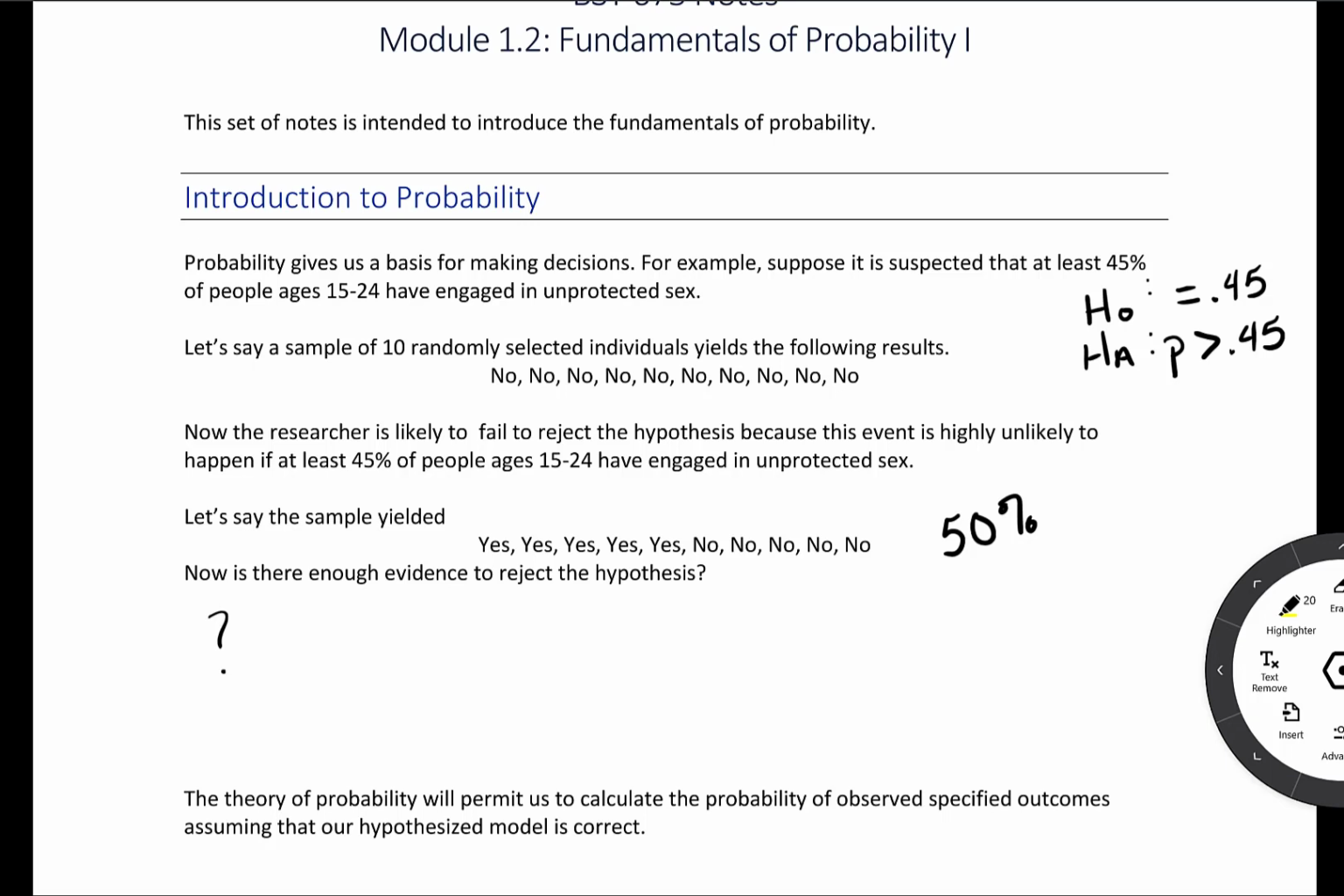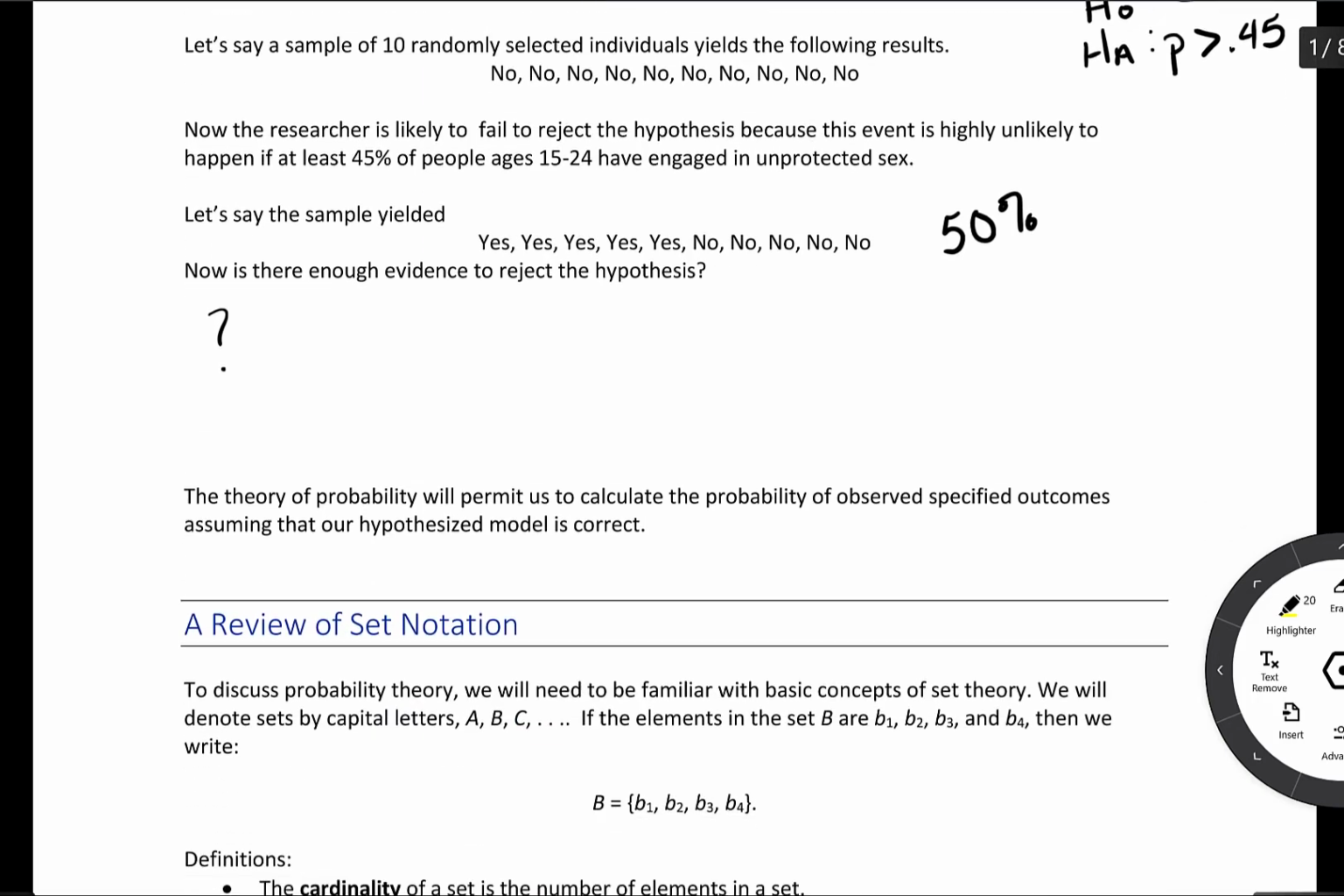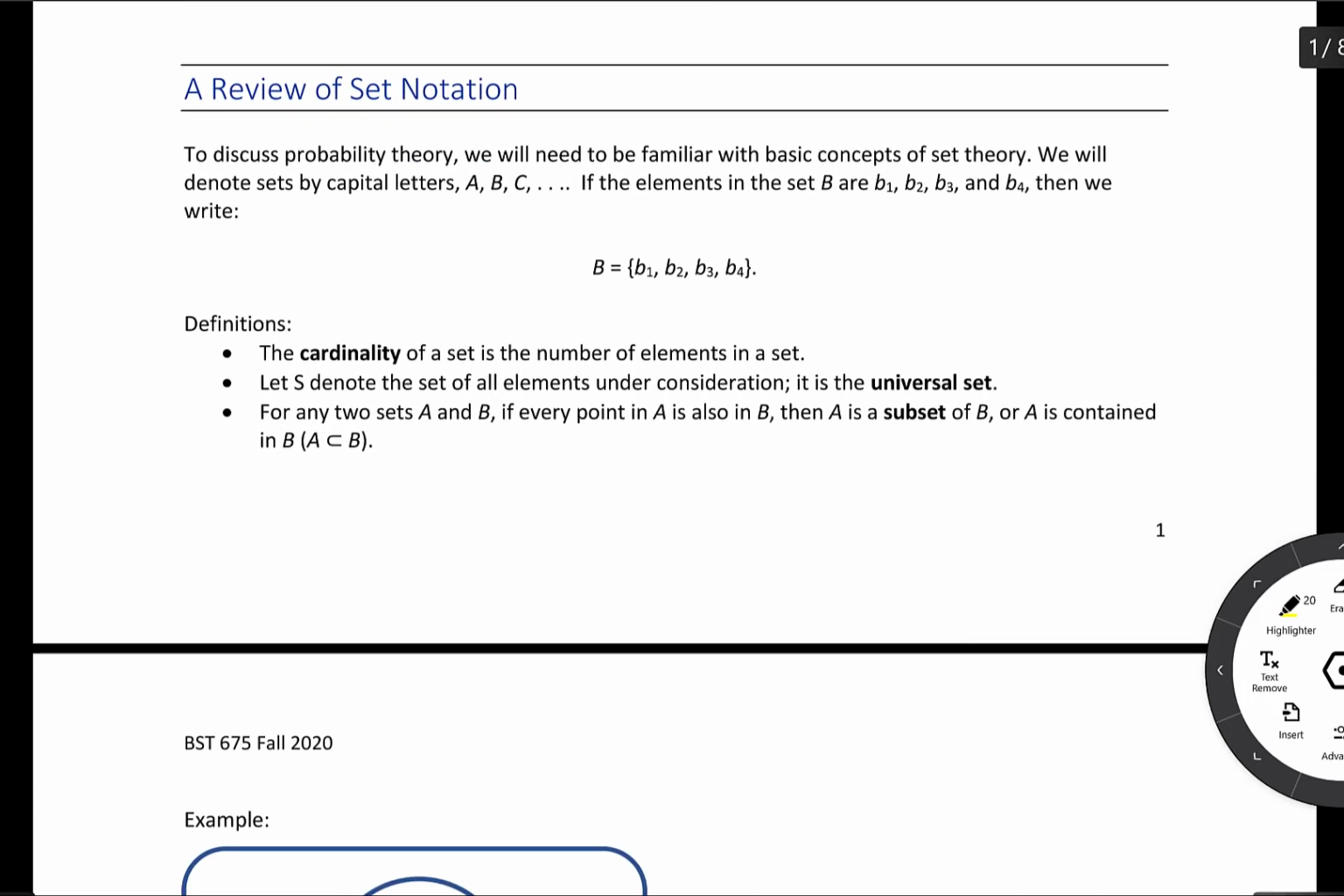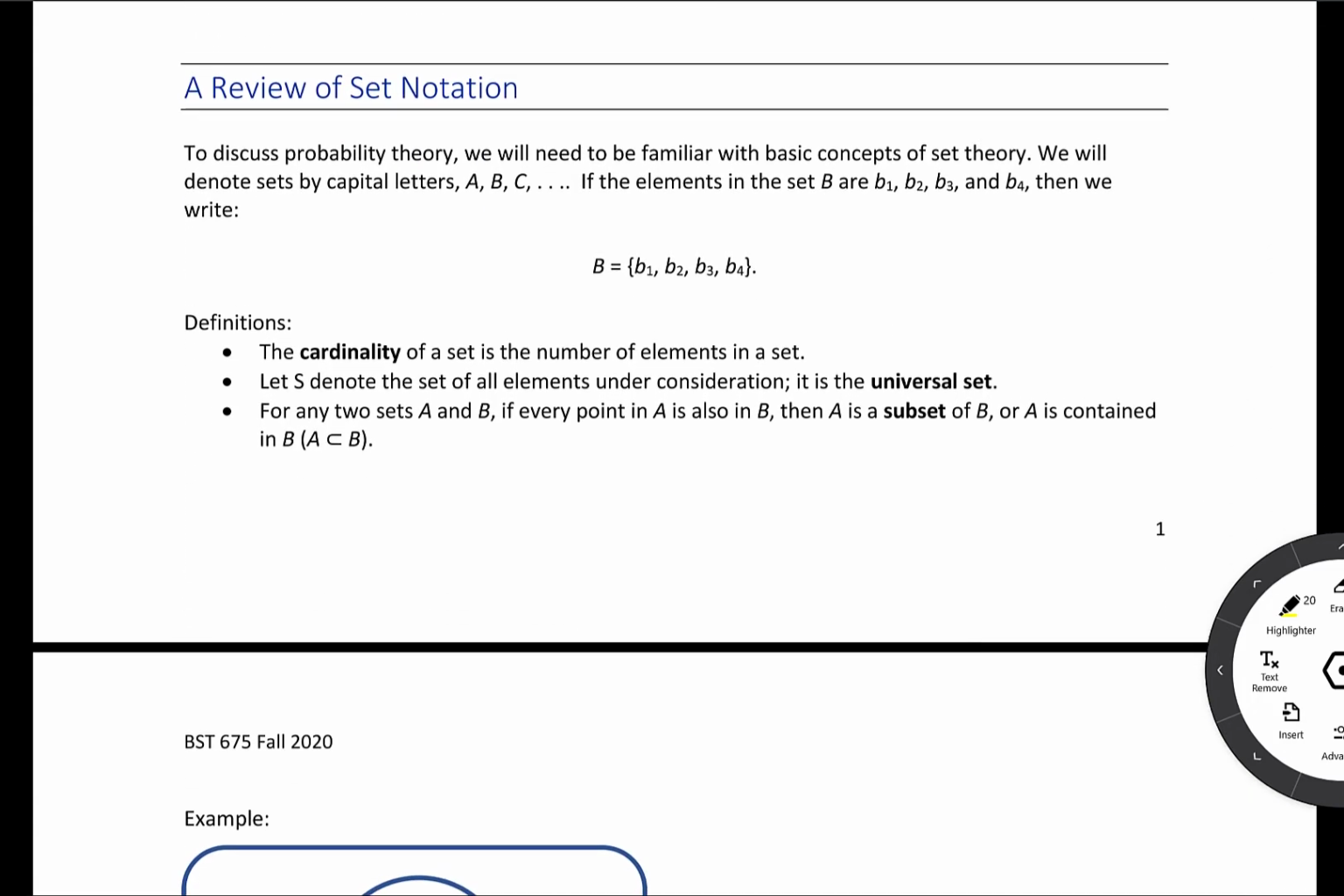And so that's why we need some probability theory, because it's going to lead up to the idea of hypothesis tests, which is where we need to go for statistical inference. So we're going to start out with a little bit of a review of set notation. In order to discuss probability theory, we need to be familiar with some of those basic concepts of set theory. And we'll denote sets by capital letters. Typically for set theory, we use capital letters towards the beginning of the alphabet.